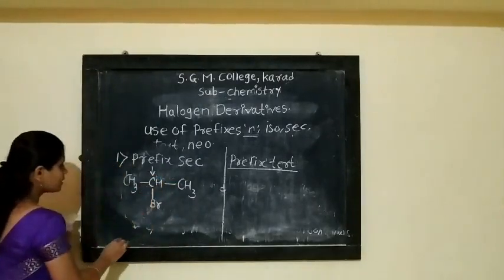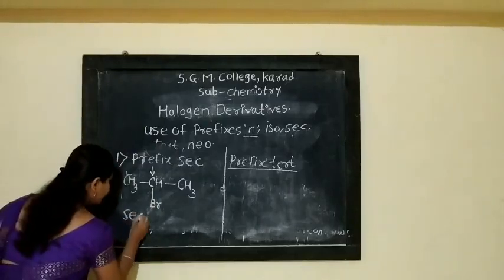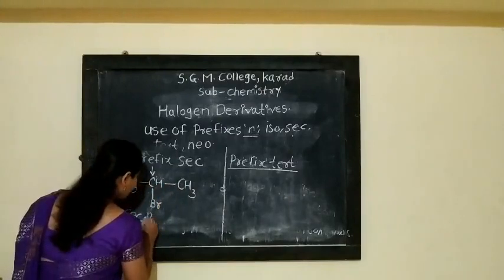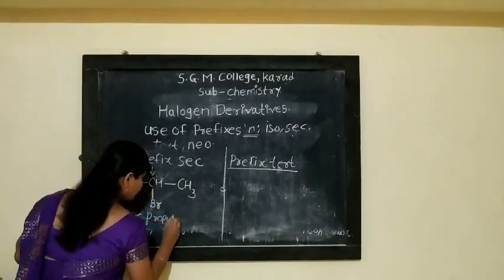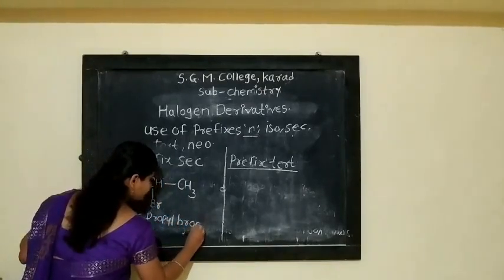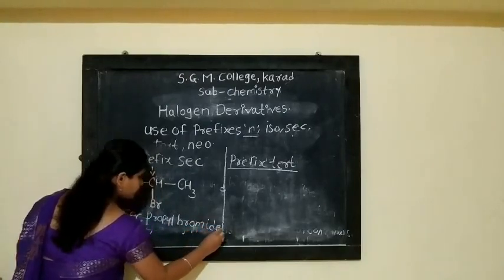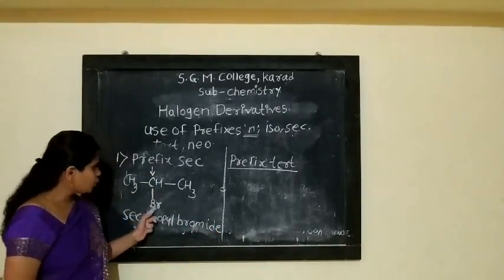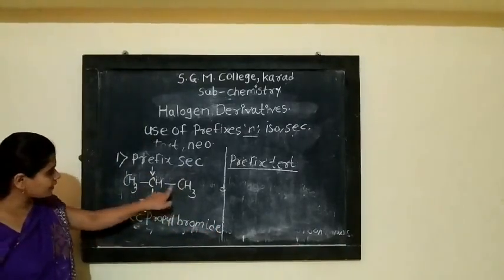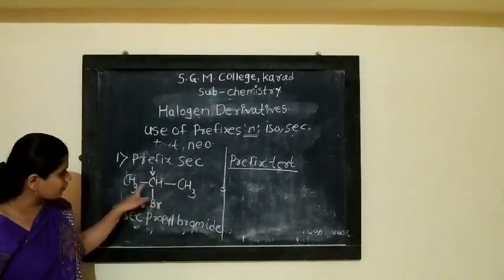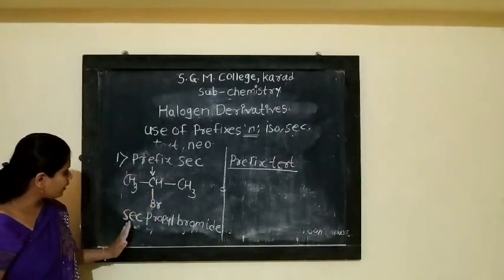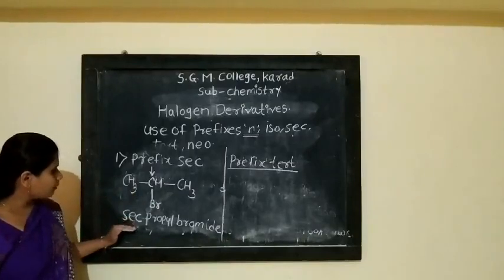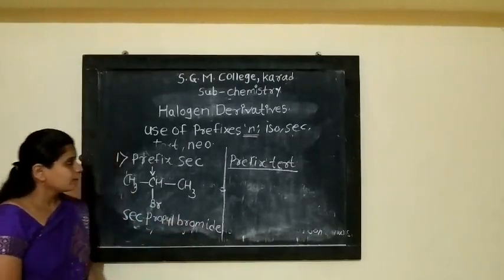So the name of this compound is secondary. The number of carbon atoms is 1, 2 and 3. Secondary propyl bromide. Here we can also use the prefix iso because this methyl group is attached to the second last carbon of this chain. So here we can use the prefix iso. So another name of this compound is isopropyl bromide.